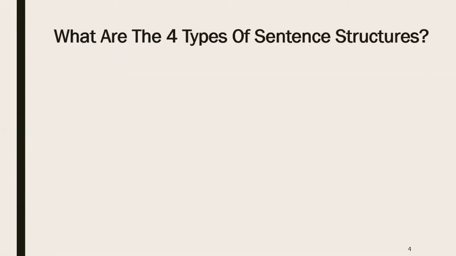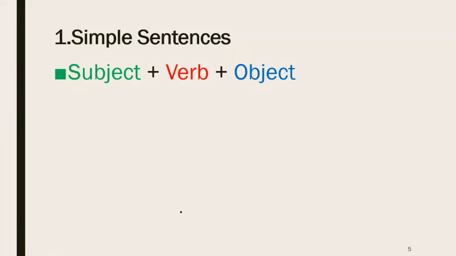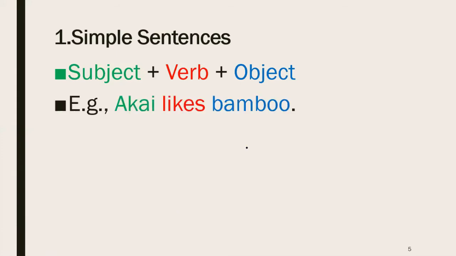Our main topic for today is the four types of sentence structures. We start with simple sentences, which have these three things: subject, verb, and object. Subject, Akai; verb, likes; object, bamboo. Every sentence in English has at least a subject and a verb.